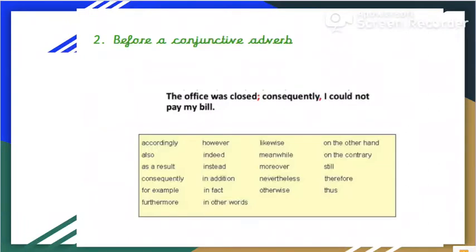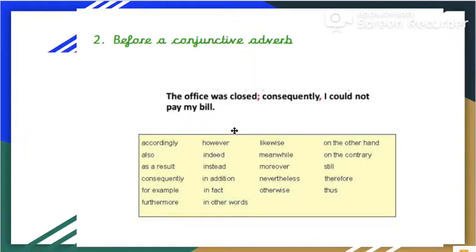The second reason that we might use a semicolon is to use one before a conjunctive adverb. So, for example, here we've got: the office was closed. That's my main clause, the part of my sentence that makes sense on its own. I want to give some more extra information about that. So then I've added on consequently, which is my conjunctive adverb: I could not pay my bill. So I'll read that all together now. The office was closed; consequently, I could not pay my bill. Because I have to use a comma after my conjunctive adverb, I've used the semicolon to join them together.